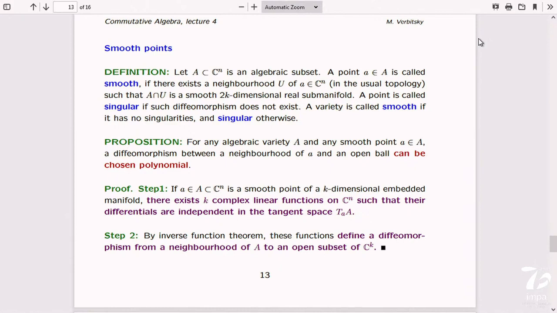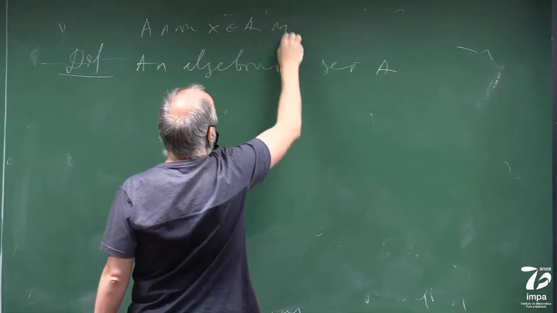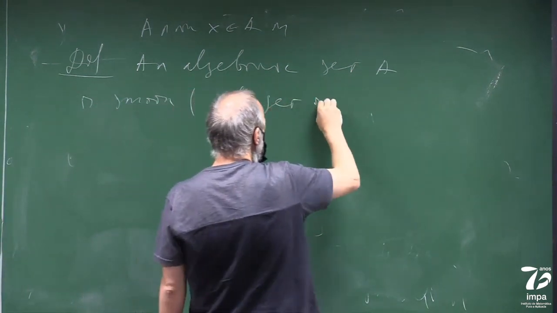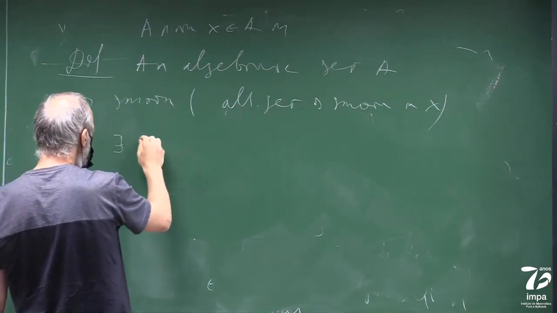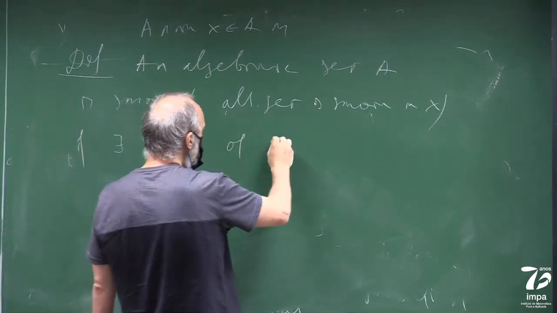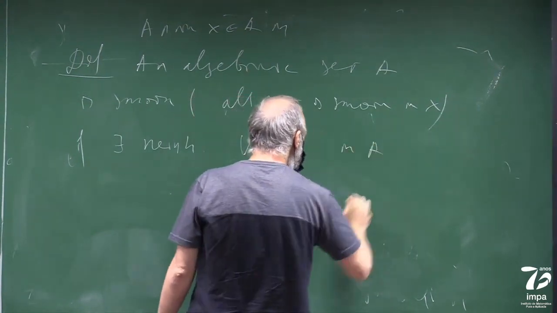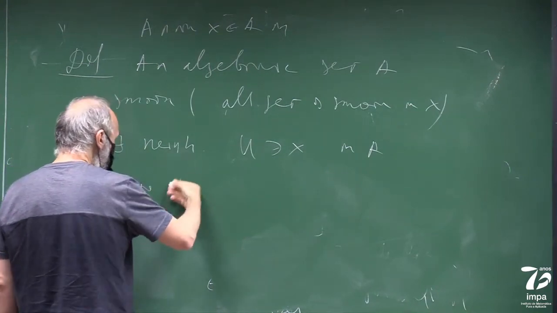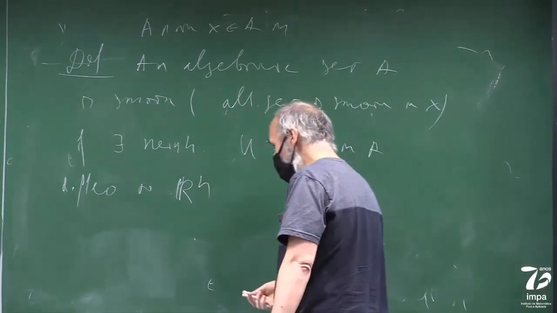So, definition: a point X in an algebraic set A is smooth, and the same algebraic set is smooth in X, if there exists a neighborhood U of X in A, a neighborhood in A which is smoothly diffeomorphic to a ball, to R^n. So this means that the intersection is a smooth submanifold.